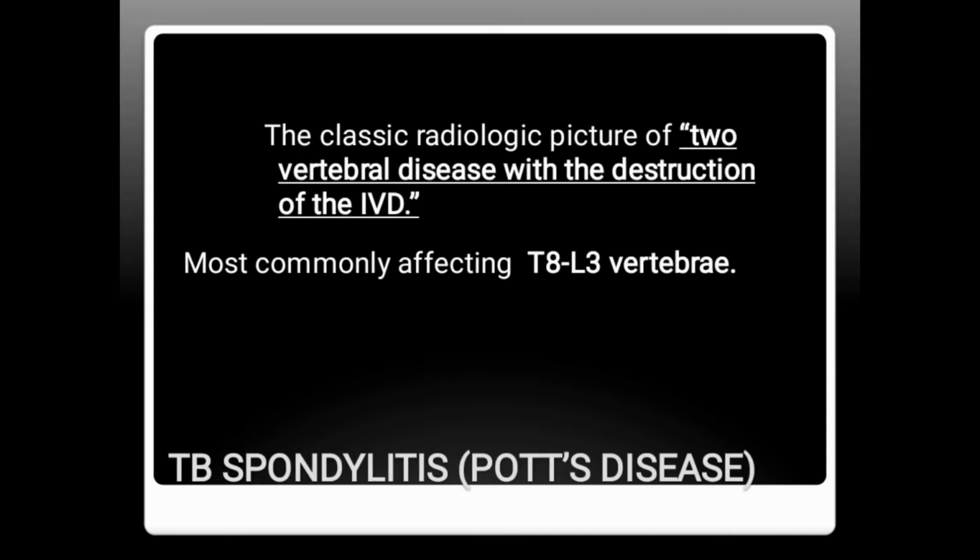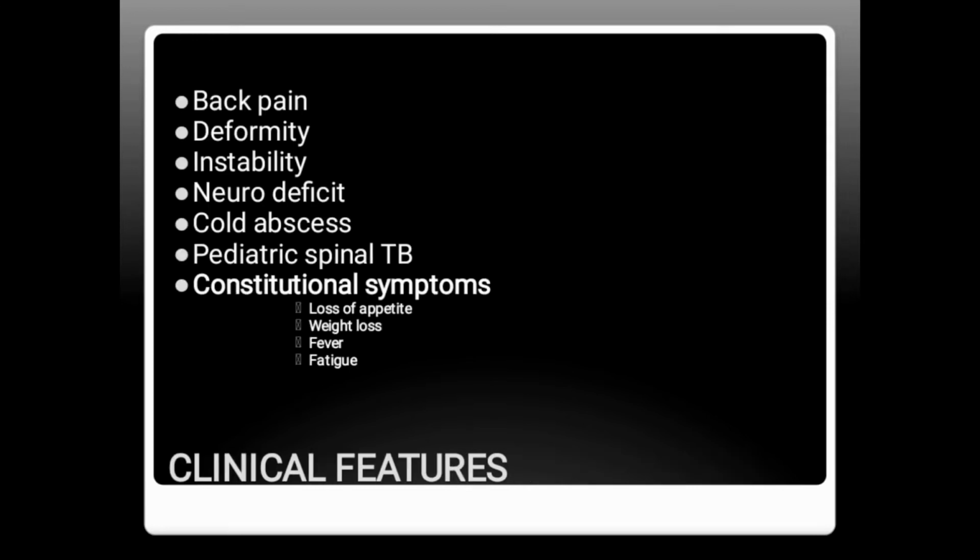Pott's disease. The classic radiological picture is two-vertebral disease with destruction of the intervertebral disc, most commonly affecting the T8 to L3 vertebrae. The clinical features: back pain. The patient typically presents with backache. Back pain in tuberculosis can be related to the active disease itself, bone destruction, and instability.